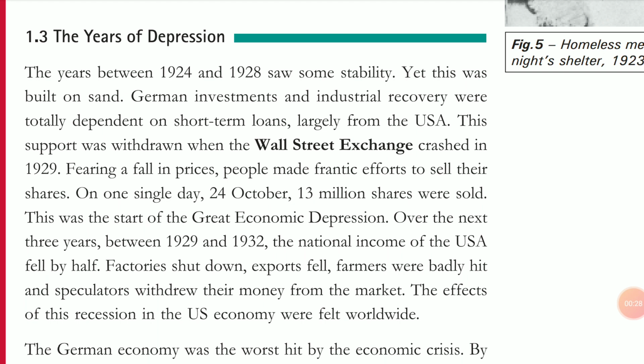Okay, so let's start. The years between 1924 and 1928 saw some stability. So between 1924 to 1928 in Germany there was some stability. Stability meant that there was a standstill in politics and in economy. It was not an unstable situation, no instability had come. Rather, everything was going smooth and calm.